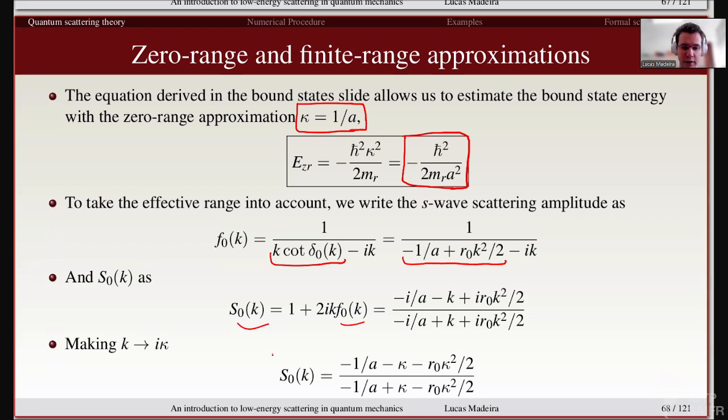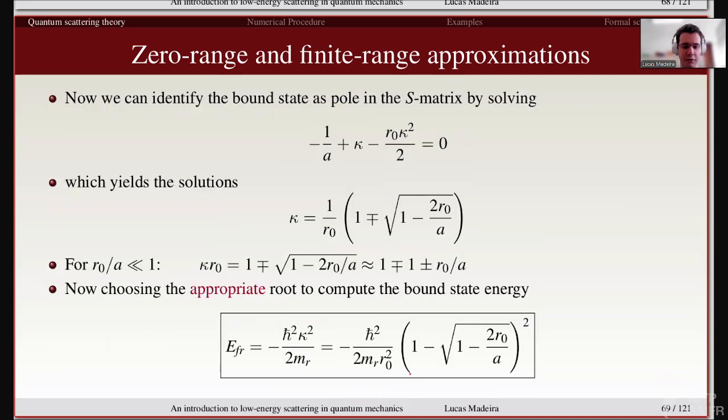If I do that, what do I get? I get this expression for the S matrix here, and we know that the bound state corresponds to a pole of this S matrix. So I really should look at the denominator here and look for the pole of this denominator. If I do that, I realize that I need to solve this. This is where the pole of the S matrix is. And this is a quadratic equation in kappa, so it has two solutions. Those are the two solutions for that second order equation that I have here in this slide. One of them is physical, the other one is not.